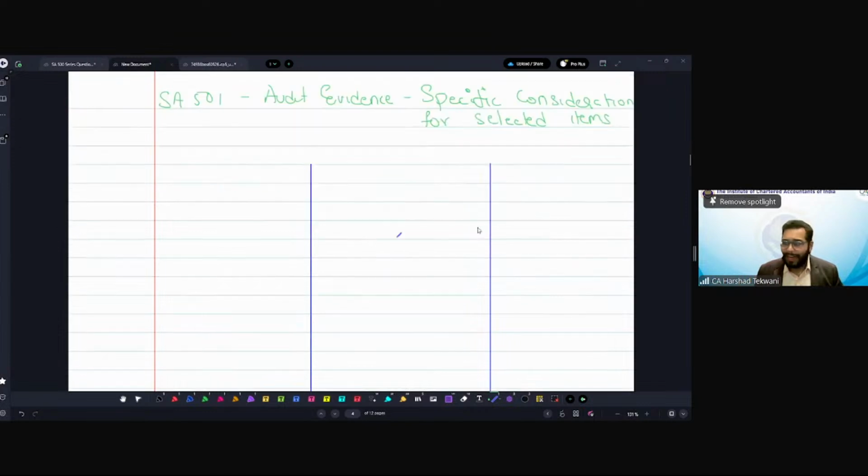Okay, so the first item that we will be discussing is inventory, the condition of the inventory. But not only the condition, it is the existence and condition of inventory. Existence and the condition of the inventory. Second is completeness.